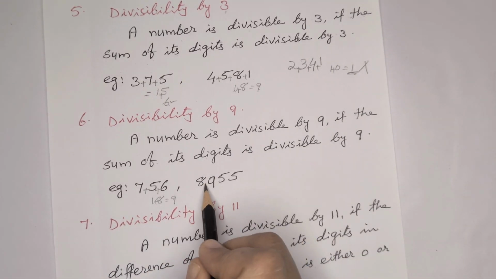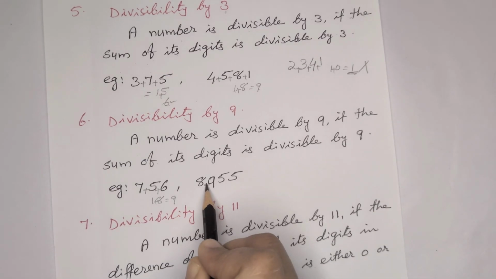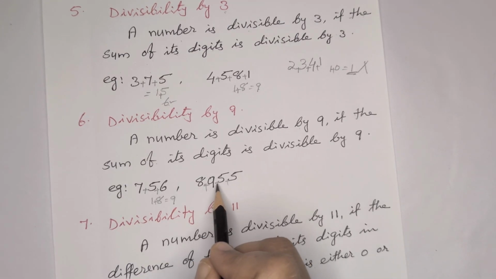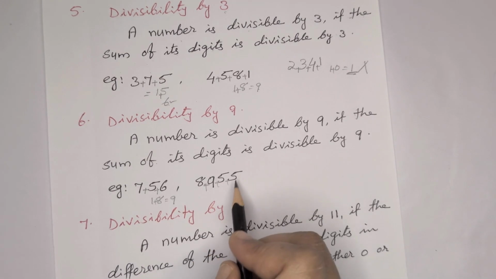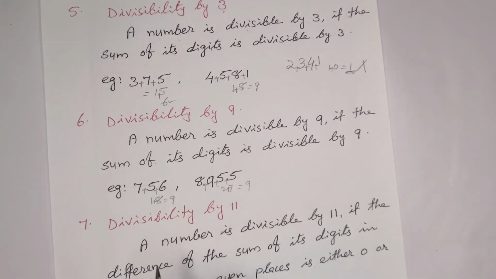Here, when you are adding 8,955, add the digits: 8 plus 9 plus 5 plus 5. 8 plus 9 is 17, 17 plus 10 is 27. 27 is a multiple of 9, or again add 2 plus 7, it will become 9.